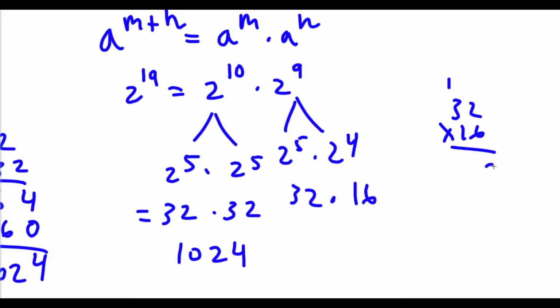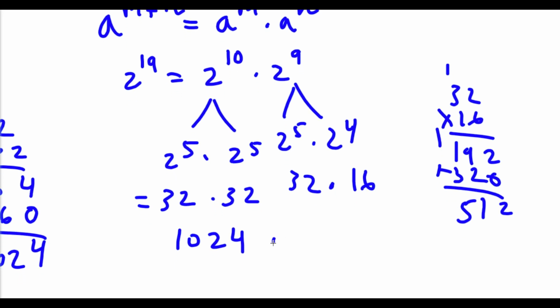2 times 6 is 12. 6 times 3 is 18. 18 plus 1 is 19. 1 times 2 is 2. And 1 times 3 is 3. 2 plus 0 is 2. 9 plus 2 is 11. 3 plus 1 is 4. 4 plus 1 is 5. So I have 512. So now I have 1024 times 512.